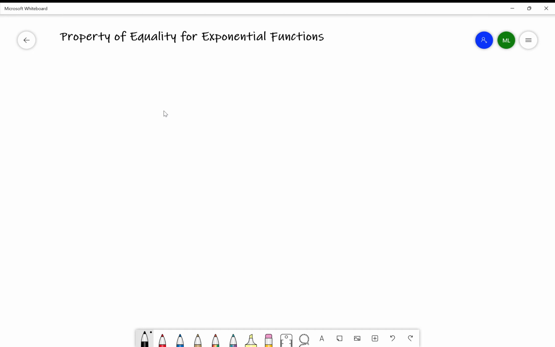Hi, today I want to talk about the property of equality for exponential functions. Now, this is basically another way of saying, how do I solve exponential functions? We'll get into that. Well, there's some criteria, which we call the property of equality for exponential functions.